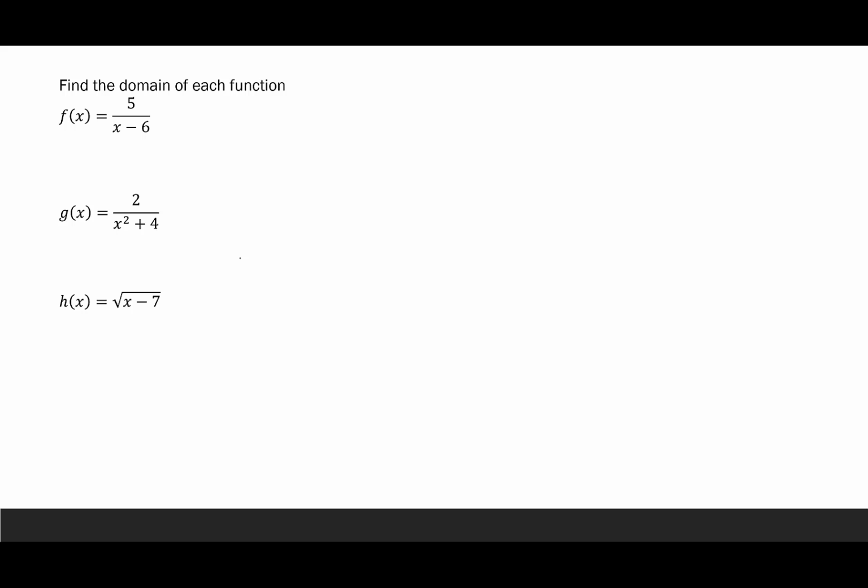Right. A couple questions on domain. Remember, there are basically two problems with domain. You can't divide by 0, and you can't take the square root of a negative number. So in this rational function, 5 over x minus 6, I just would want to say x can't be 6. G of x, which says 2 over x squared plus 4, well, that's never going to be 0. When you square a number, it's positive or 0, and then you add 4, so now it's greater than or equal to 4. So in the second one, this is all reals.